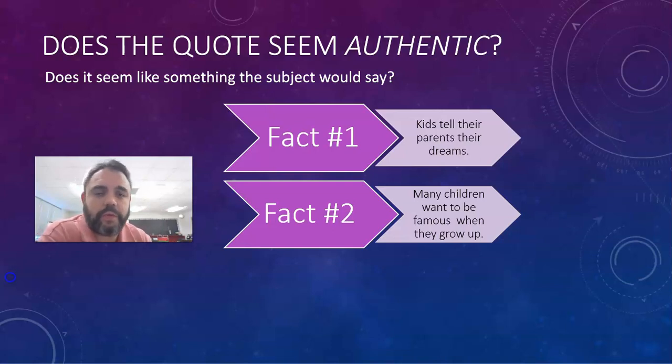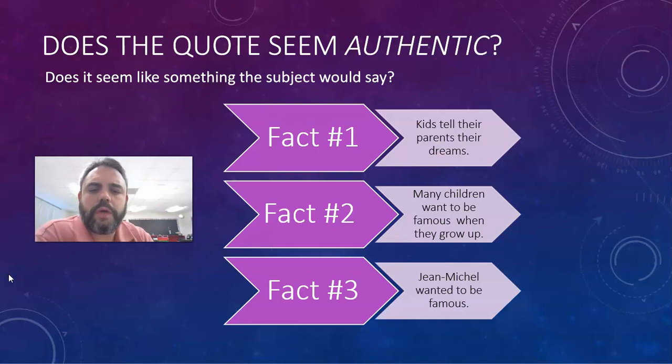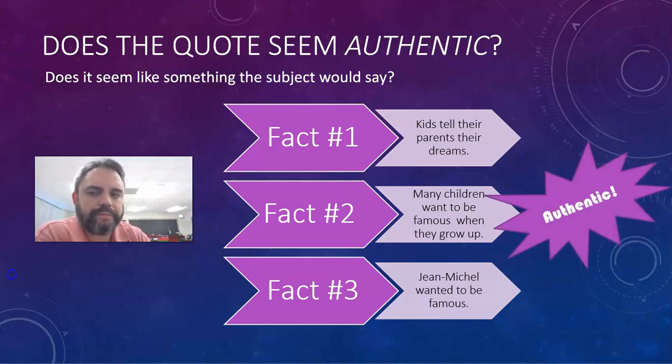Many kids want to be famous, whether it's a famous dancer, or they want to be president, or they want to be a painter. Some people want to be famous. Right? And fact number three: Jean-Michel wanted to be famous. Okay? That was one of his dreams that he let people know in quite a few interviews later in life. Okay, so I think that this is authentic.